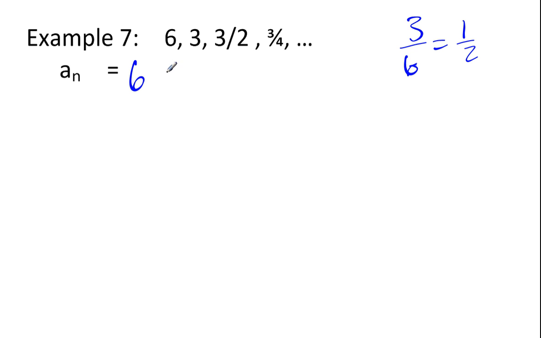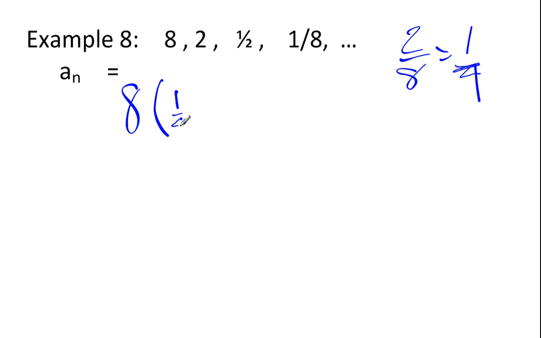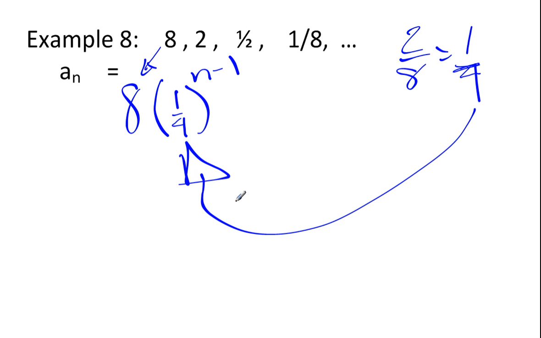So first term 6, 1 half, n minus 1. And 2 over 8 is going to be a 1/4. So again, we got 8, 1/4, n minus 1. Always just taking that first term and your ratios and plugging them in.